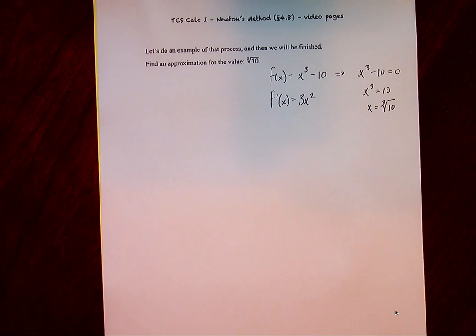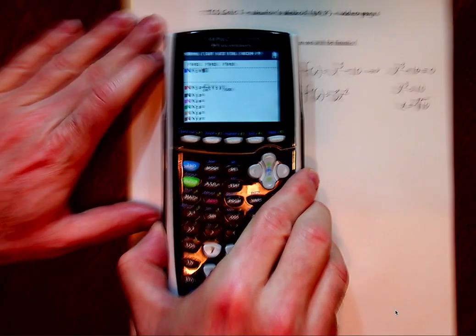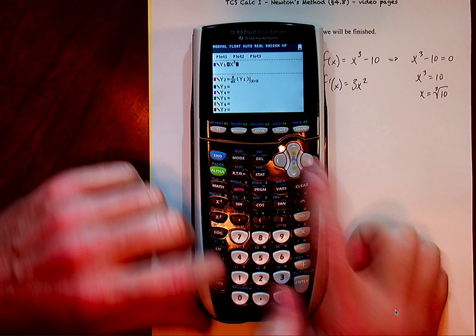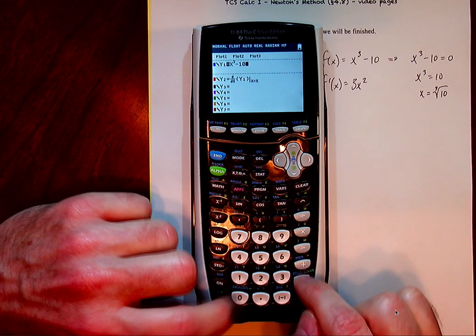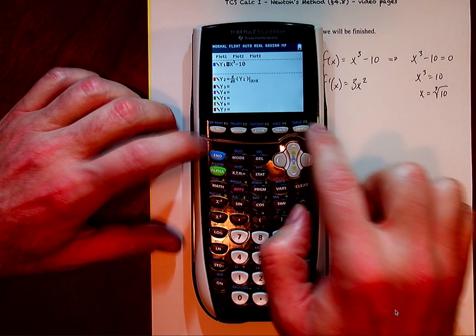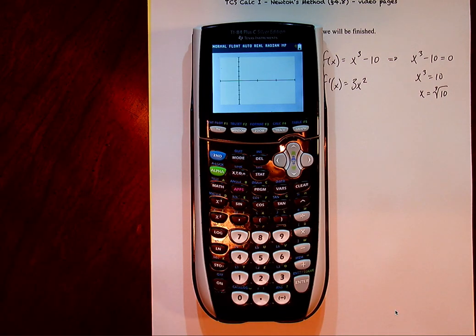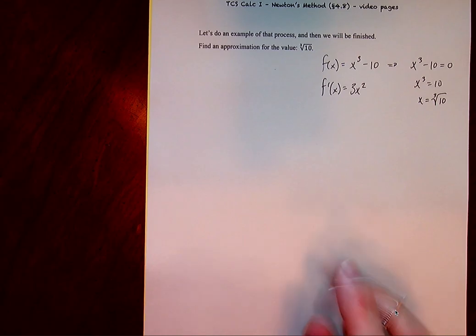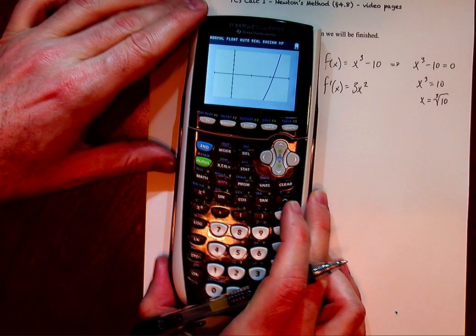Now, let's go ahead and go to, again, the Y1, and we're going to type in x cubed, being careful to press the right arrow to get out of the exponent, x cubed minus 10, and let's go ahead and graph. And it basically looks like it goes through just to the right of 2. So let's use 2.1 or 2.2 for our first approximation. How about 2.2?